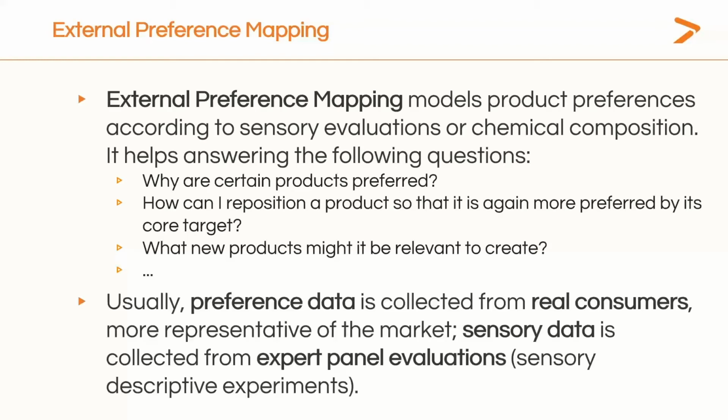And usually, preference data in external preference mapping is collected from real consumers who are more representative of the market. And sensory data is collected from expert panel evaluations, so sensory descriptive experiments. So the preference data we'll be using in this case will be exactly the same that we use for internal preference mapping. So those 99 consumers who rated their preference over the 10 crisps. Here's a teaser or an easy introduction to external preference mapping.